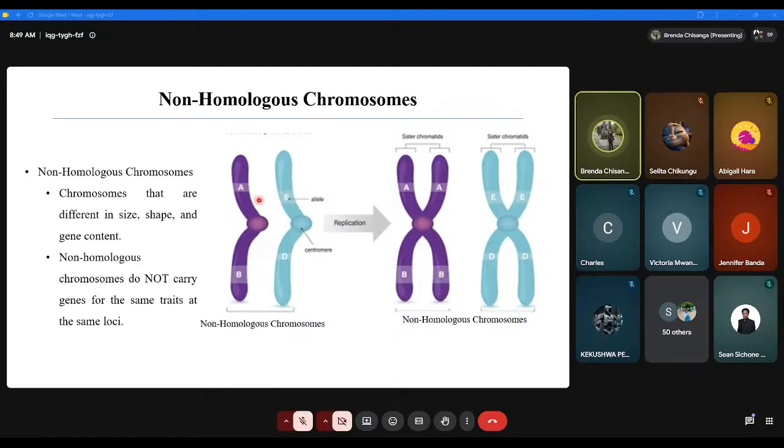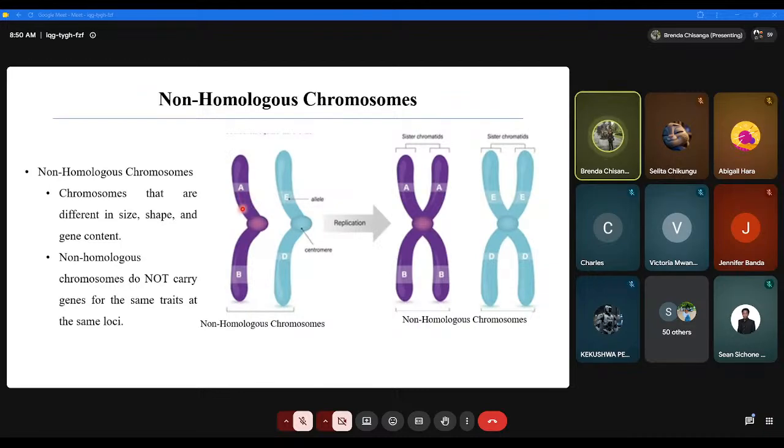These two cannot pair. Why? Because at this position, they're carrying different genes, or genes that specify different traits. So when you've got such chromosomes, we refer to them as non-homologous chromosomes because they're carrying genes for different traits at different locations. Non-homologous chromosomes are chromosomes that are not carrying genes for the same trait.